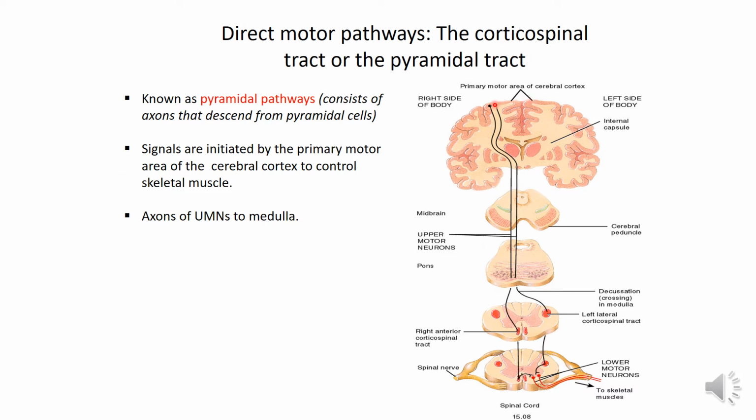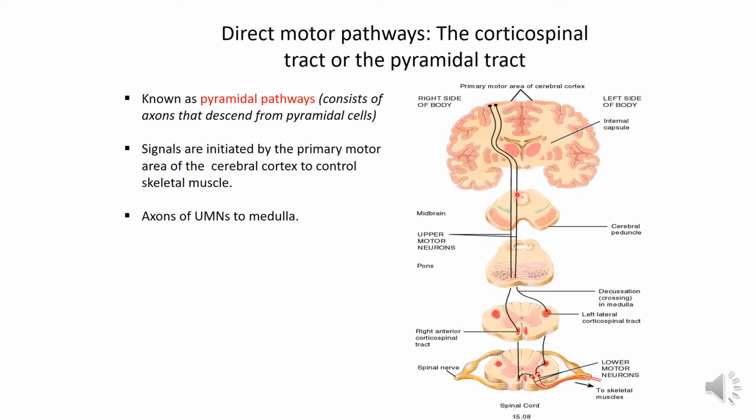So the origin of this tract is not purely from the motor areas; it comes from the motor and sensory areas of the cerebral cortex. The axons of this tract pass down through the posterior limb of the internal capsule, then descend through the midbrain, pons, and the medulla oblongata.